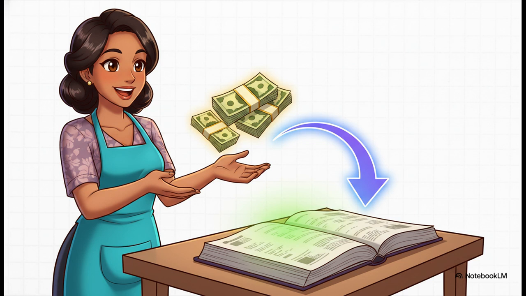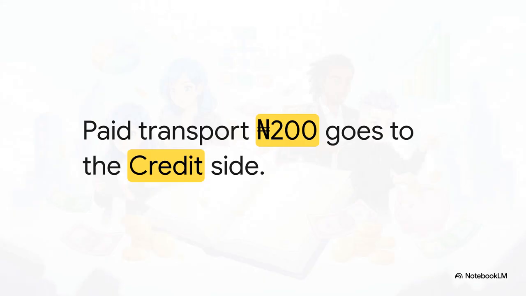Boom, done. Conversely, when you pay 200 Naira for transport across town, that's a payment. Money is leaving your hands, which means it immediately gets logged on the right side, the credit side. Again, you just note the date, write something like transport in the particulars, and put 200 in the amount column on the right. It really is that straightforward.